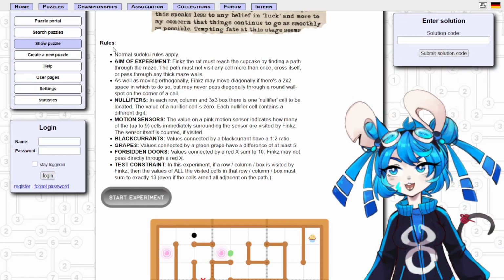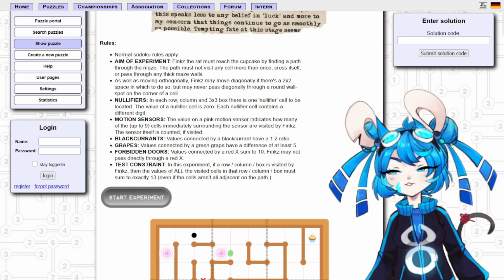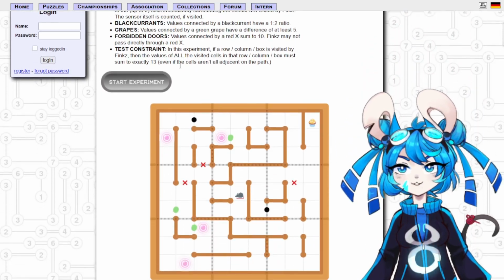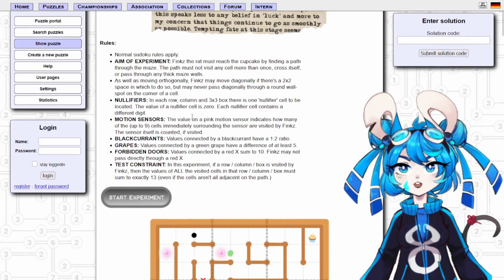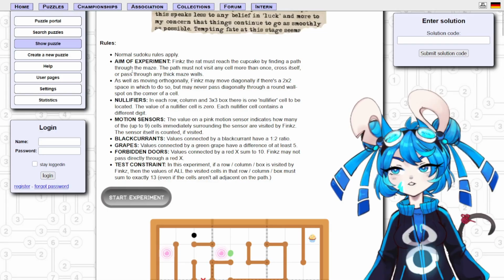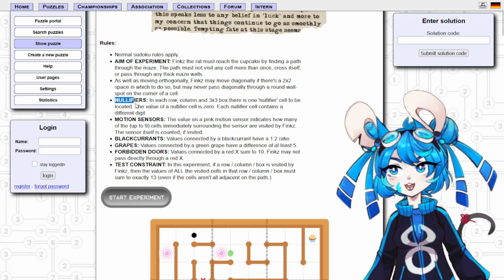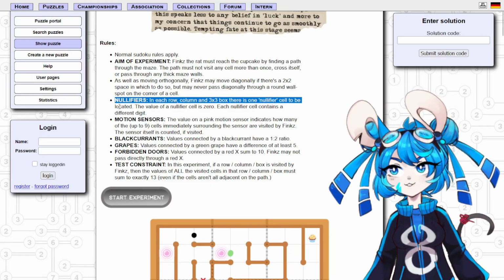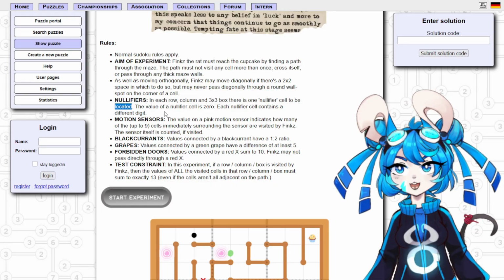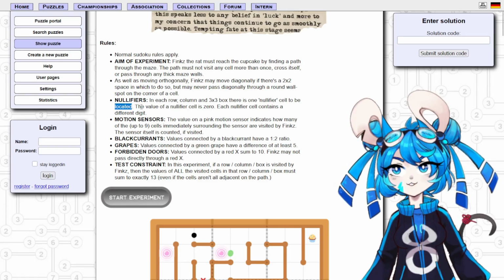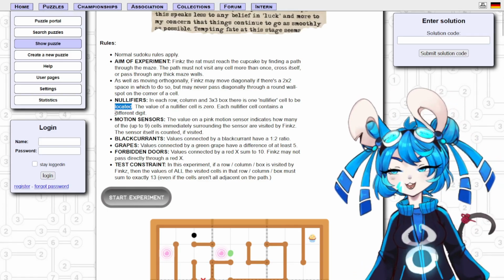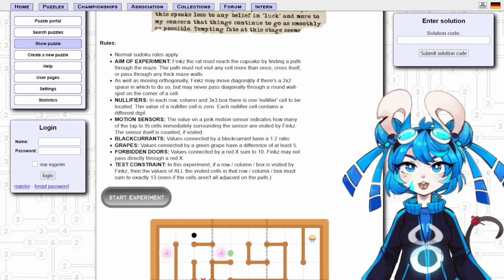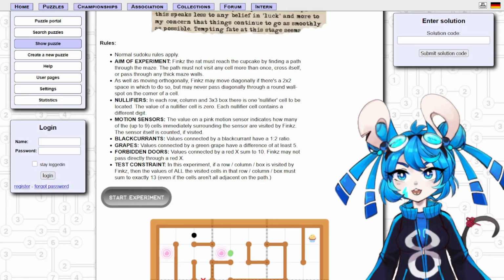Rules. Normal Sudoku rules. We know that. Aim of the experiment: the rat must reach the cupcake through the maze, moving in 2 by 2 and diagonally in 2 by 2. We know that already. Nullifiers. In each row, column, and 3 by 3 box, there is one nullifier cell to be located. The value of a nullifier cell is 0. Each nullifier cell contains a different digit.